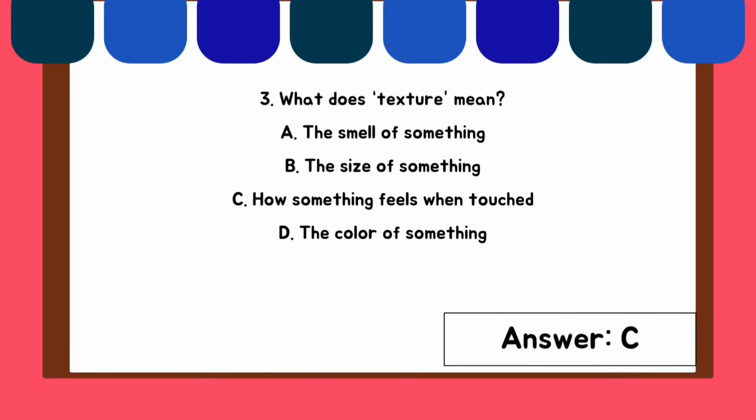Number 3. What does texture mean? A. The smell of something, B. The size of something, C. How something feels when touched, or D. The color of something. The answer is C. How something feels when touched.